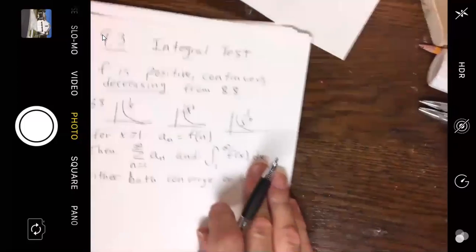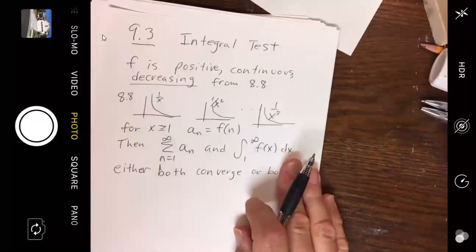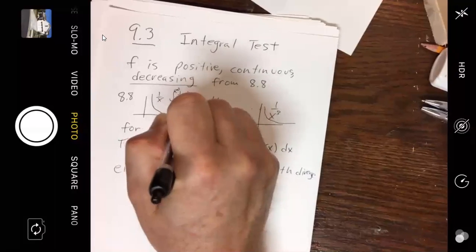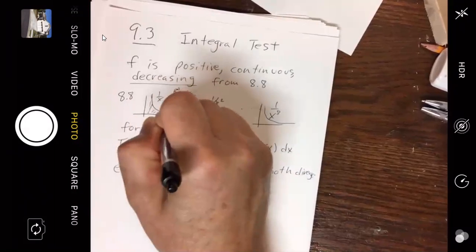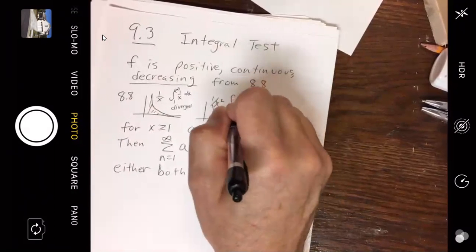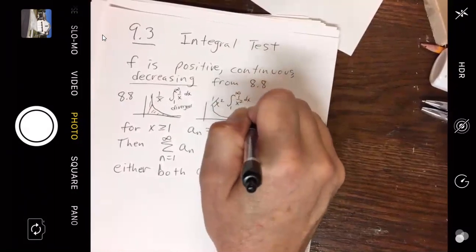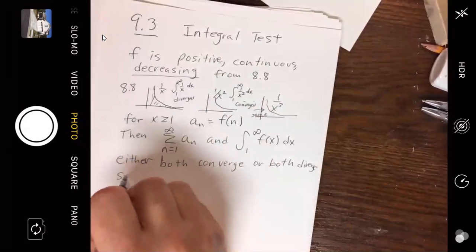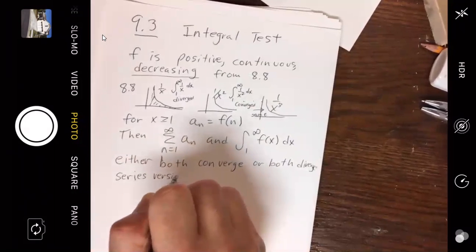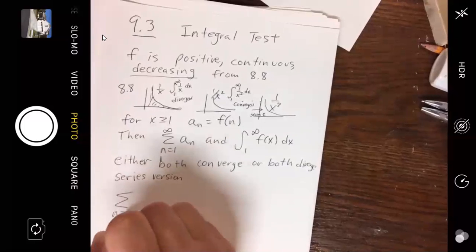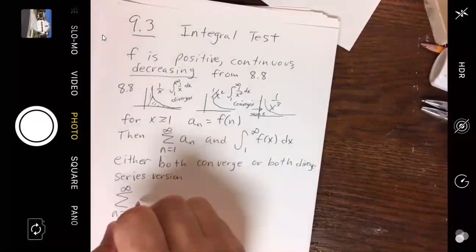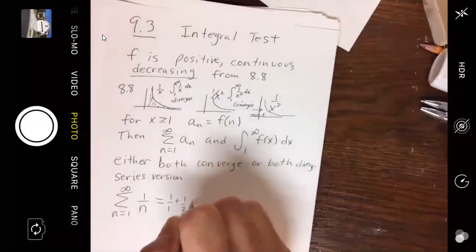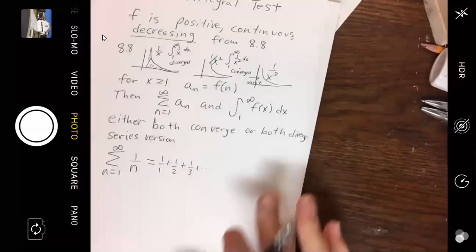I don't know if you remember the results from 8.8. But we took integrals from, say, 1 to infinity of 1 over x dx, and this diverged. We're figuring areas under the curves out to infinity. This one, the integral from 1 to infinity of 1 over x squared, converged. Same with this one. So what they're saying is the series version of this would look like the summation n equals 1 to infinity of 1 over n. So this looks like 1 over 1 plus 1 over 2 plus 1 over 3.